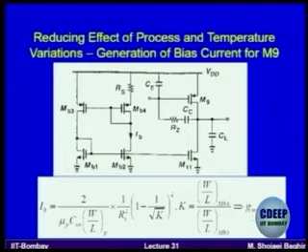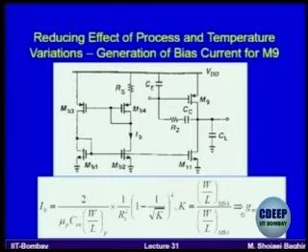So this technique says what it will do. It will try to make the ratio of GM9 and RZ, it tries to keep the ratio of RZ and 1 upon GM9 almost constant.